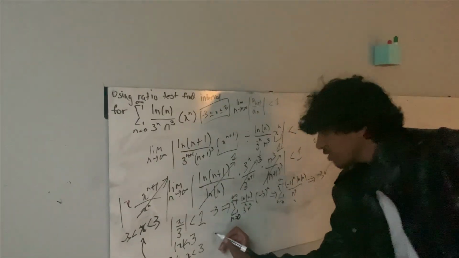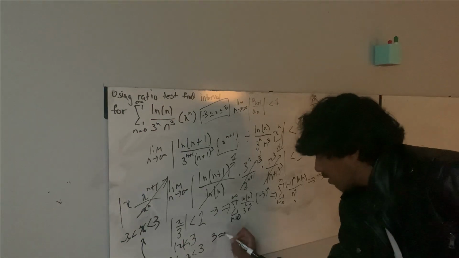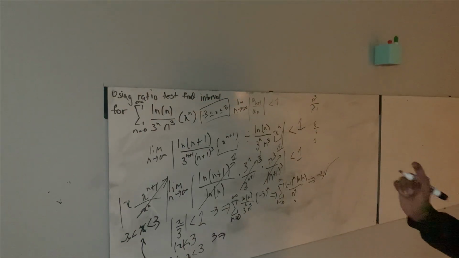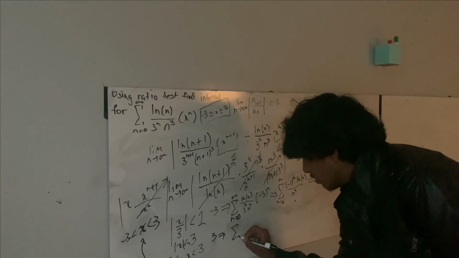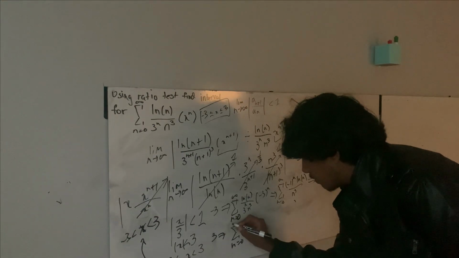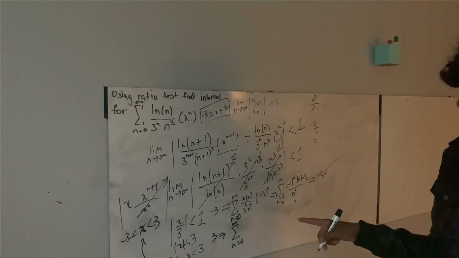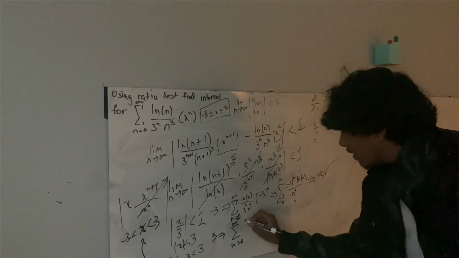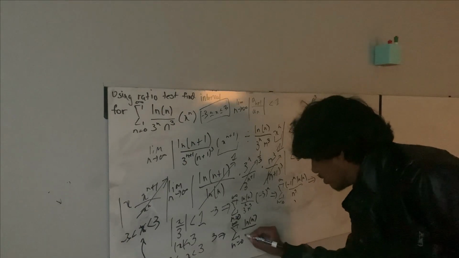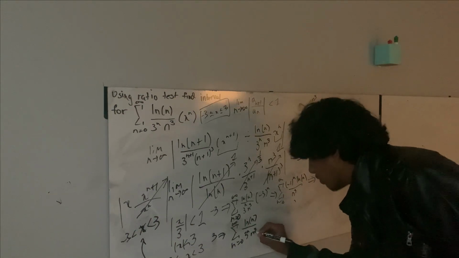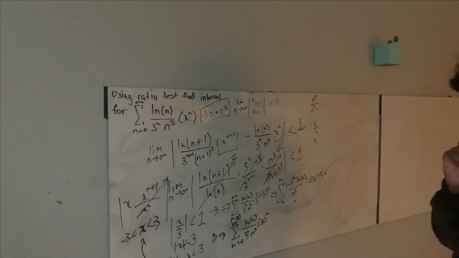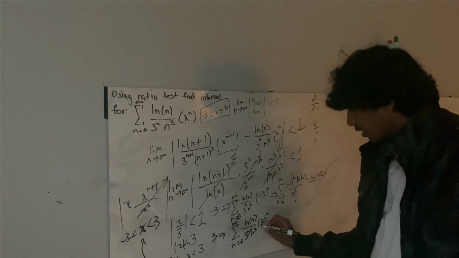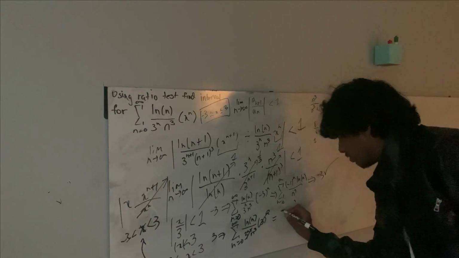Okay, let's check 3 now. Let's plug this into our series, n goes from 0 to infinity, and we're gonna have ln of n over 3 to the n cubed, and then we're gonna plug in 3 and raise it to the n. Okay, the 3 to the n's cancel out, and we are left with our series.